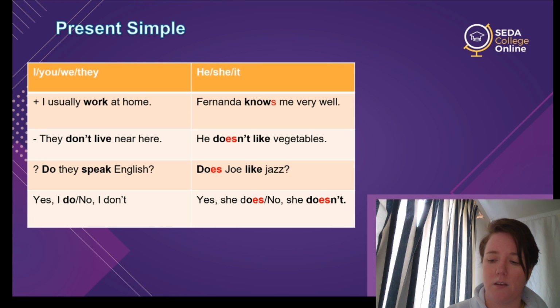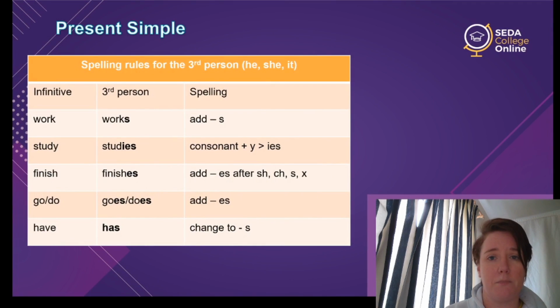Okay, the next one, spellings, guys. Unfortunately in the third person, there's a lot of rules. So let's have a look at some of them. Spelling rules for the third person. You'll see the columns here. Infinitive is the verbs. Third person, what do I do with the verbs? And then the spelling rules. So work becomes works. We add s. Study becomes studies. Chop the y and add ies.